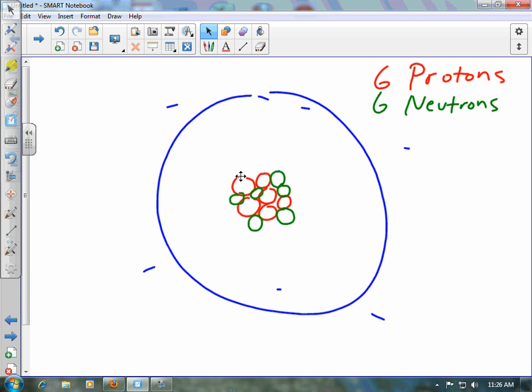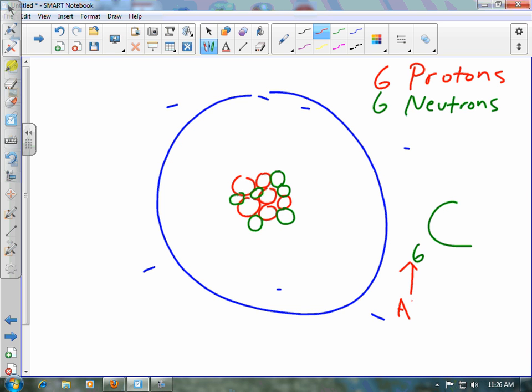So if you look on your periodic table, you will see that the atom with 6 protons is carbon. So that is the atomic number of carbon. C6. Now, it also has 6 neutrons. And the way you indicate this is the mass number. So first of all, let's label this. This is the atomic number.